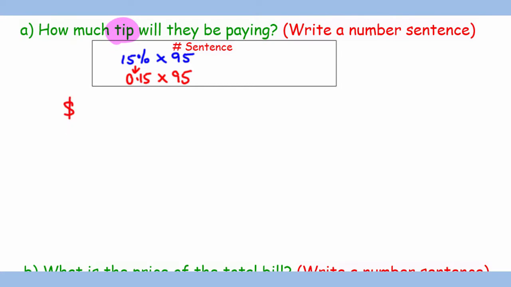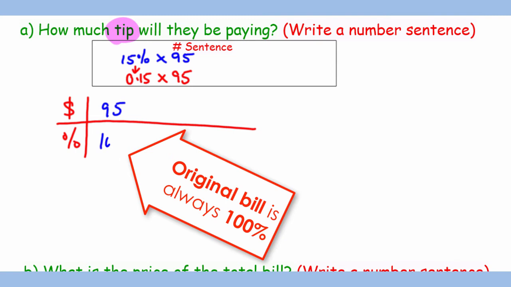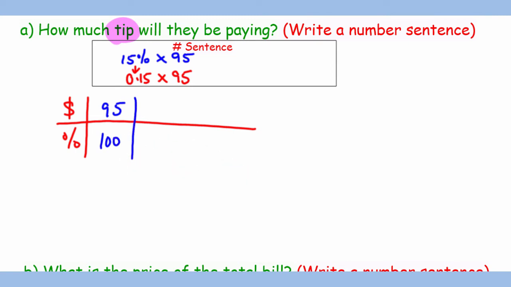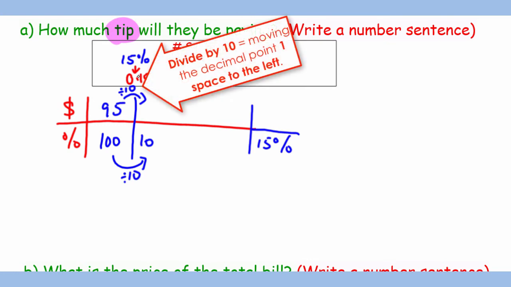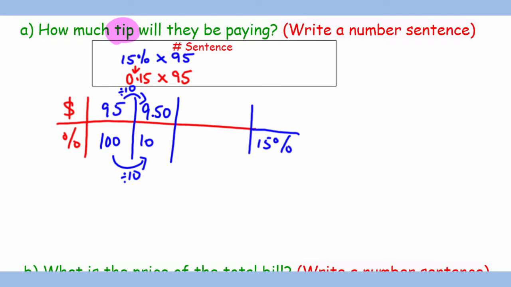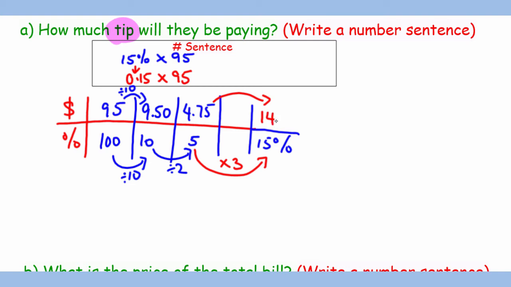Since 15% is very similar to the previous one, we will solve this using a ratio table, where $95 is what you have as the bill, and that's 100% of what you need to pay. And since we want to get to 15%, we can do what we did earlier, which is to start by dividing by 10. And when you divide a number that's a base 10, all you need to do is move the decimal point, so you get $9.50. And since 5% is half of 10%, we can divide this by 2, which gives $4.75 for 5%. And from 5% to 15%, all we need is to multiply by 3. So that would give us $14.25.